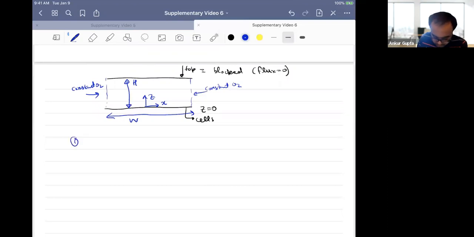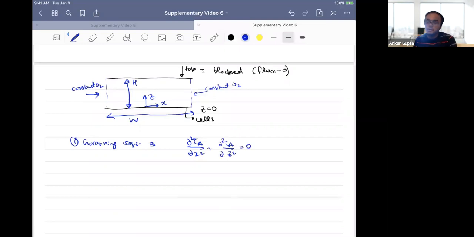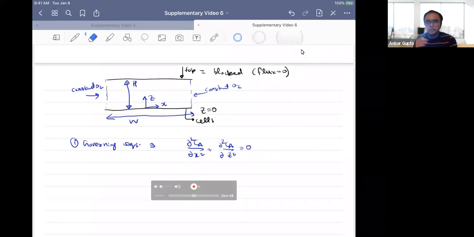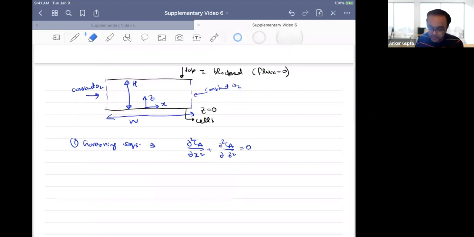So first thing is the governing equation. And note again that there is no volumetric reaction. So the governing equation is del square Ca by del x square plus del square Ca by del z square is equal to 0. And we don't need to find any dependence on y, because there is no flux in y and there is no reason for it to have any dependence on y. Okay, so this is our governing equation, and what we want to do now is write the boundary conditions.